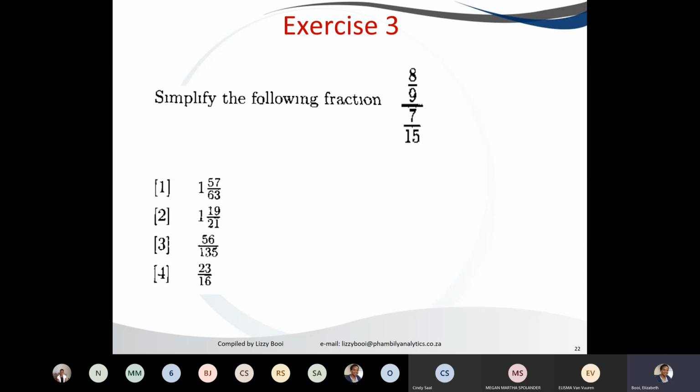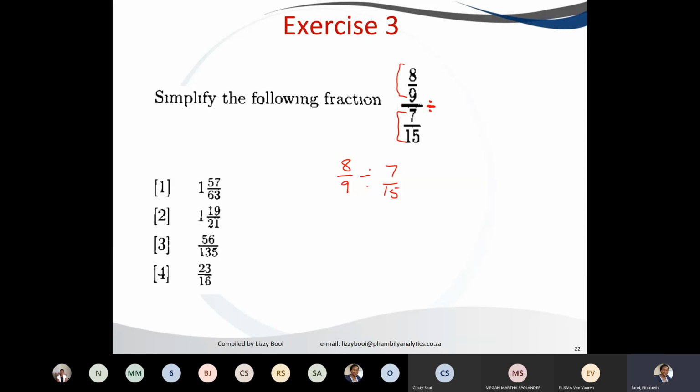So this, you need to simplify this fraction. If you are looking at this, you can see that you have a fraction, a division sign, and another fraction. So you can rewrite this as 8 over 9 divide by 7 over 15. That's all you can do, and then apply the KCF method. And you will find the answer that you are looking for when you solve the problem.